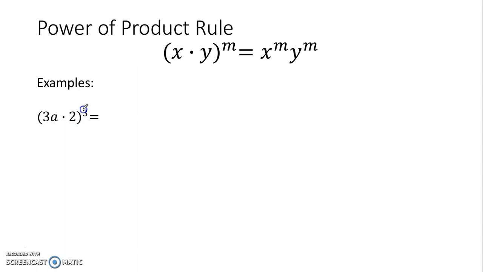So we have to distribute this 3 to the 3, to the a, and to the 2. So 3 to the 3rd power is equal to 9. Oh, I'm sorry, 3 to the 3rd power is not equal to 9, it equals 27. I was trying to do the 2nd power. So 27, and then a to the 3rd power times 2 to the 3rd power, which is 8. Okay, so don't get confused. Let me just scratch that out. That is 27.